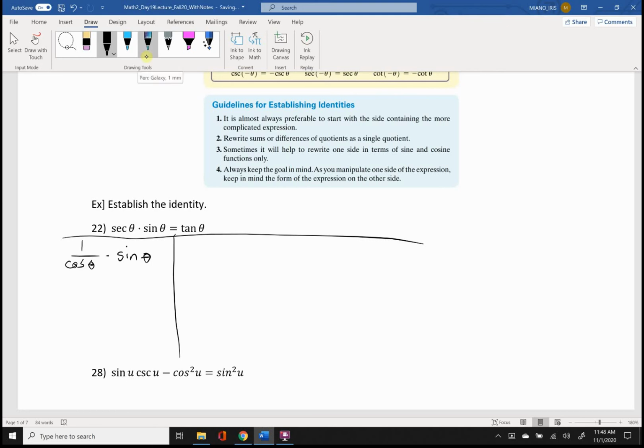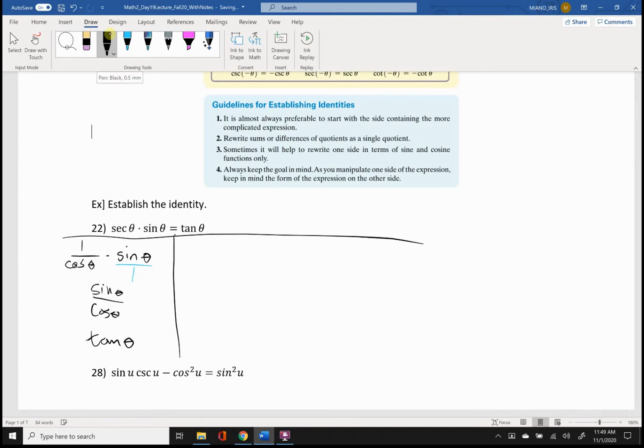You can probably see already how this can easily turn into a tangent theta. I can just put that sine theta over a 1, perform the multiplications, and voila, it's sine theta over cosine theta, performing the multiplication of those fractions, so to speak. And I want to now formally define this as tangent theta.